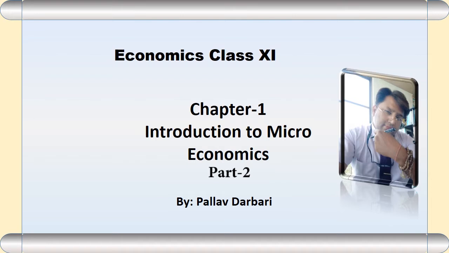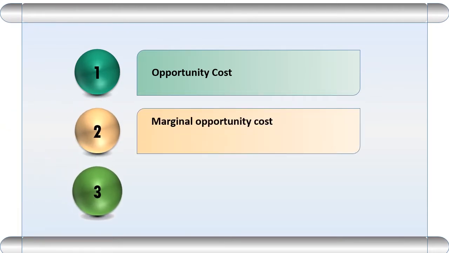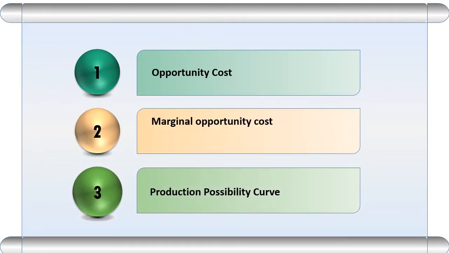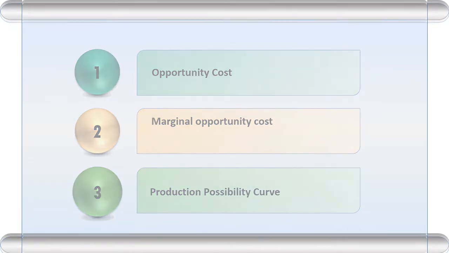In this video, we will discuss the first chapter of microeconomics, that is Introduction to Microeconomics. Let us see the topics that we will discuss in this chapter. The first topic is opportunity cost. Second topic is marginal opportunity cost. And the third topic is production possibility curve.